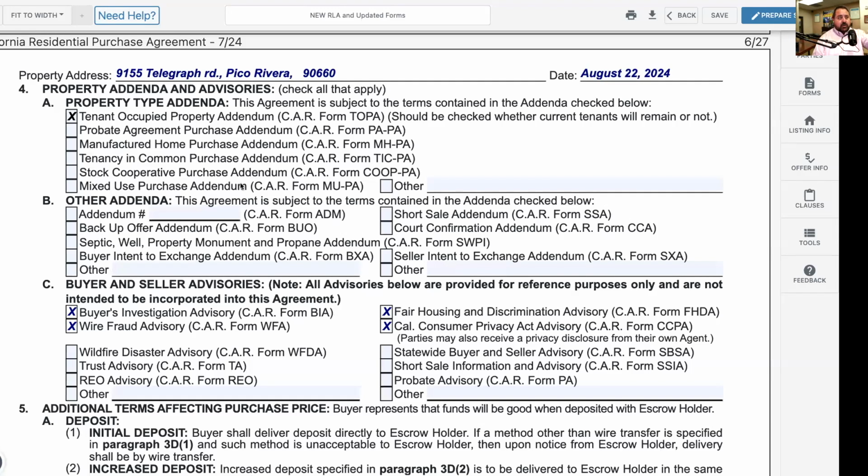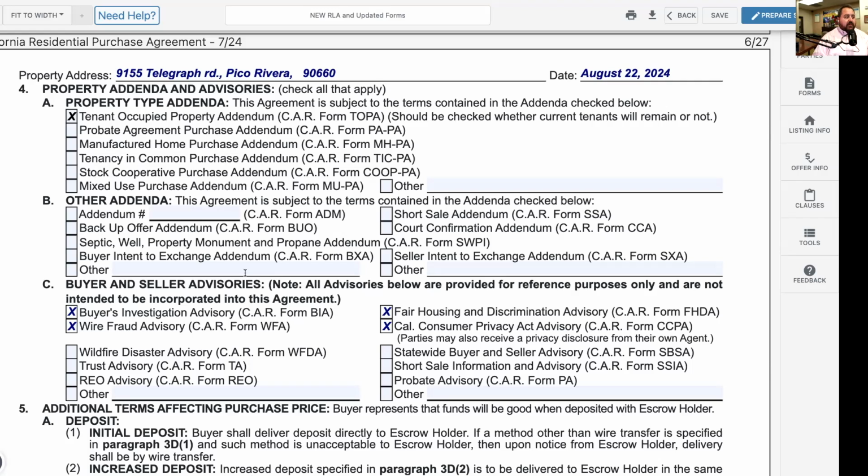Now, the mixed use, the stock cooperative, and the tenancy in common are relatively new. But those are specific items that need to be addressed for that type of property. Those mixed use properties are for like a commercial property that may have one residential unit and you attach this to it. Okay.